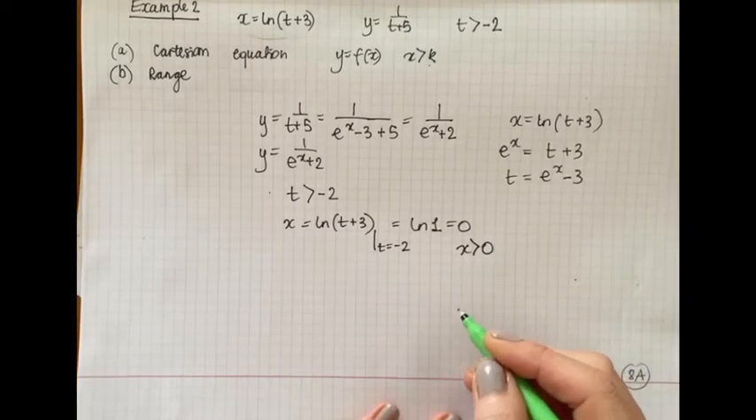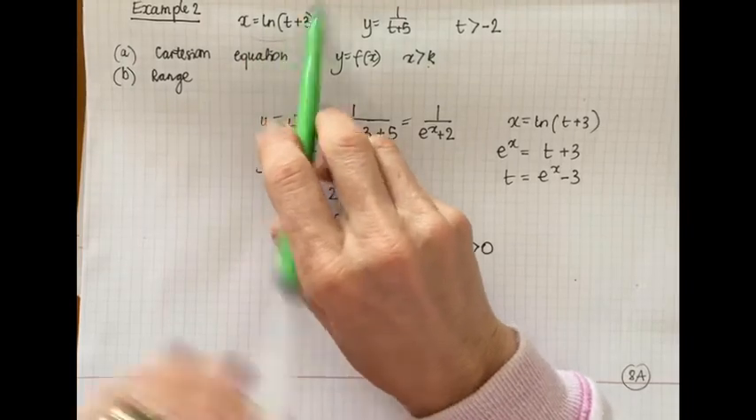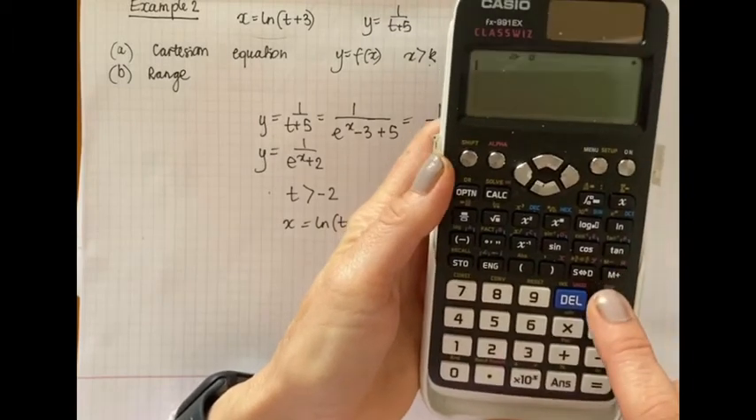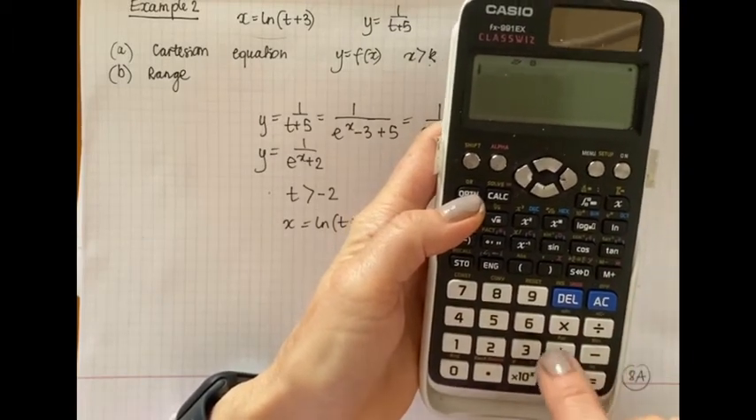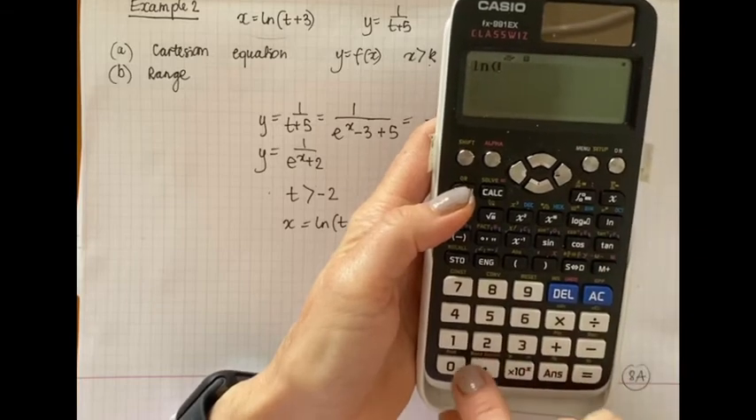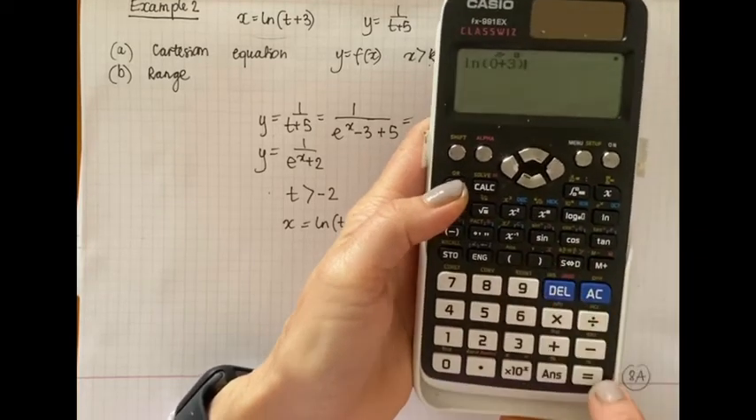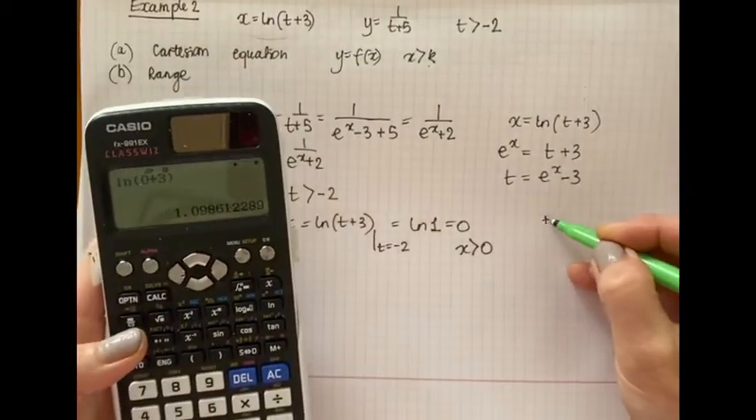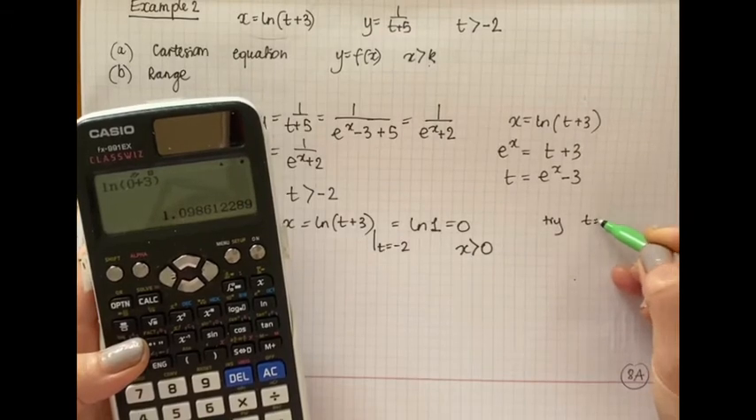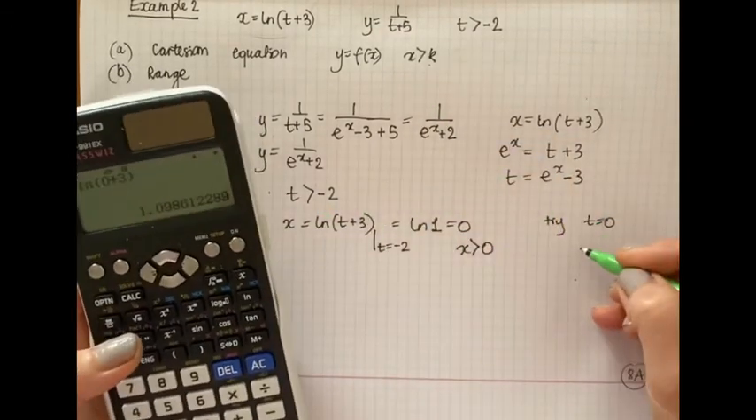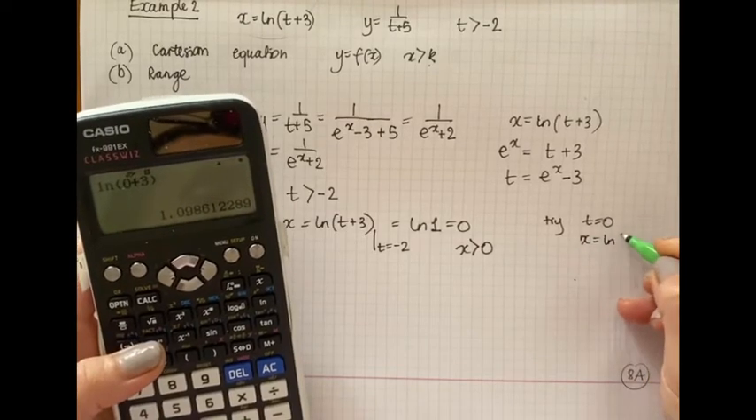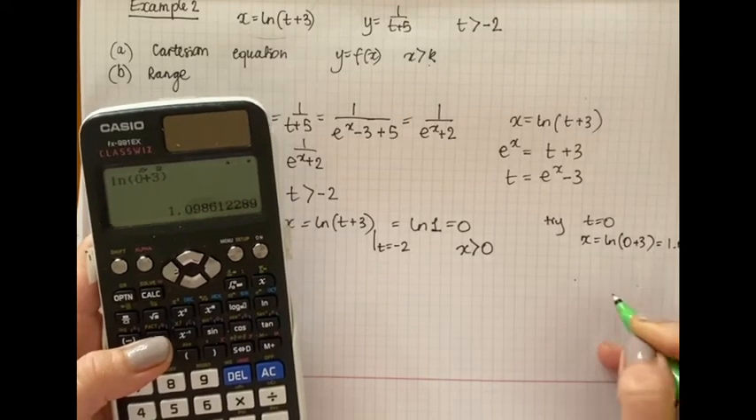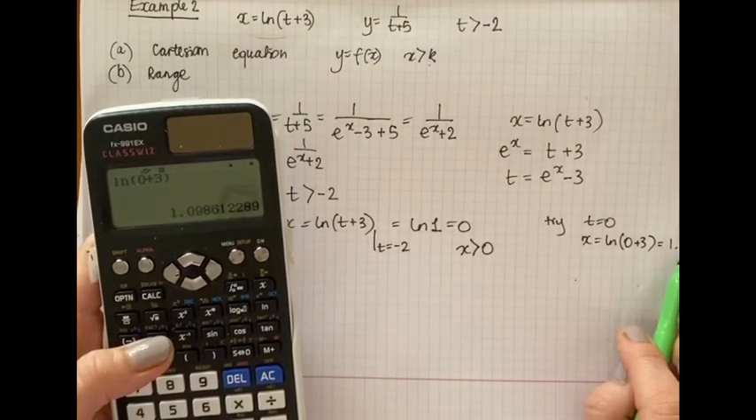If you're not sure if it's greater or smaller than 0, try another value for t. So we've tried minus 2, and I tried ln when t is equal to 0, for example. So you put ln and then 0 plus 3. You're going to get a value that is greater than 1. So x is equal to ln of 0 plus 3, and that gives me 1.09. So you can see that from 0 you've gone up to that.